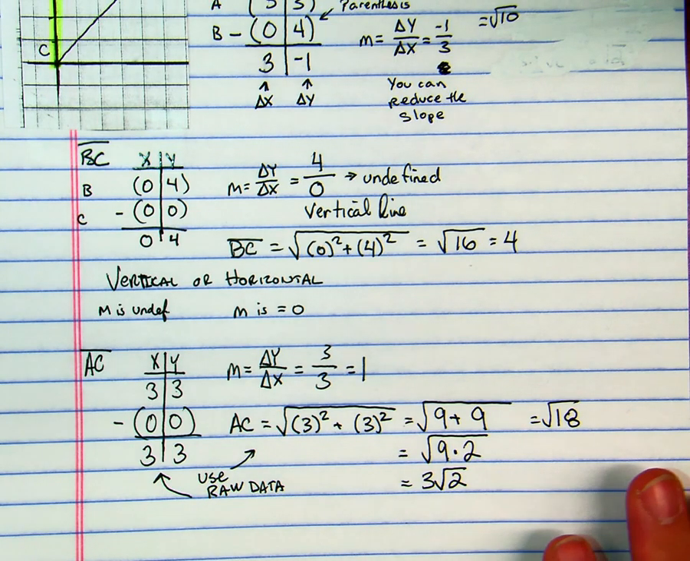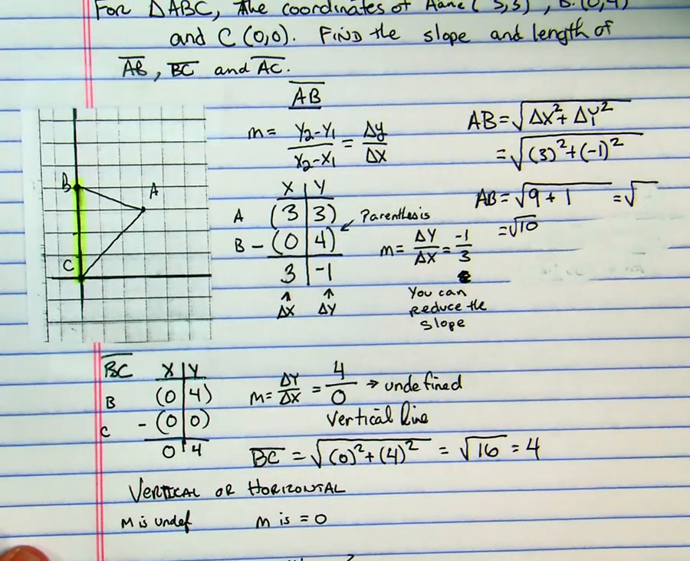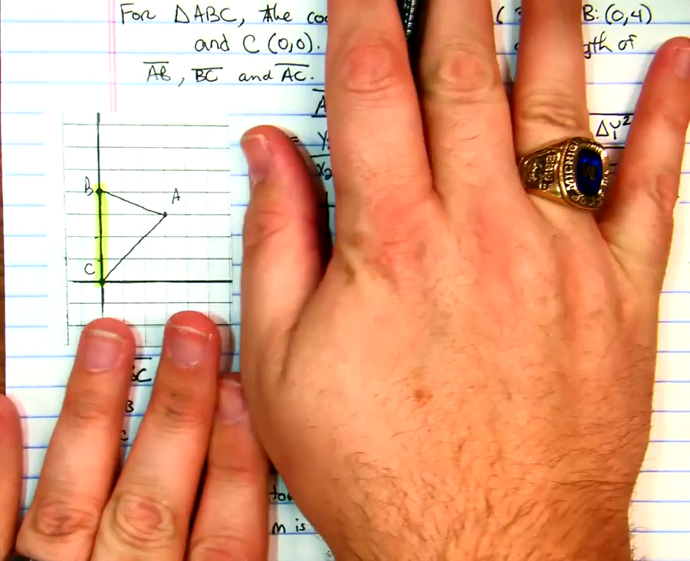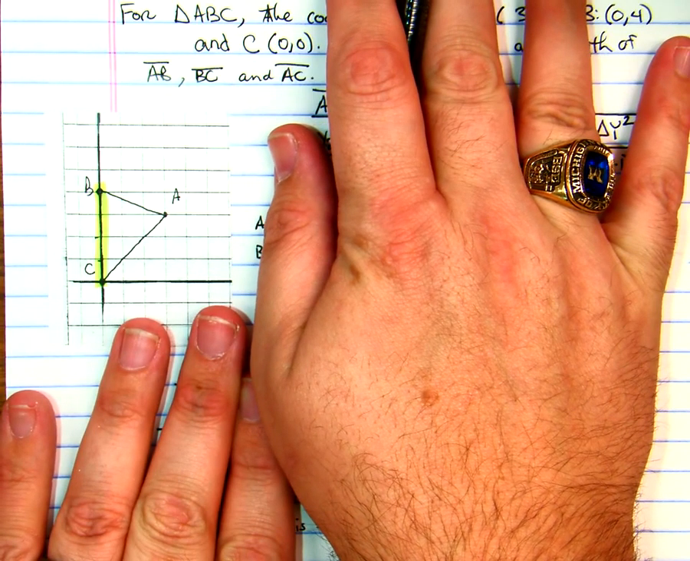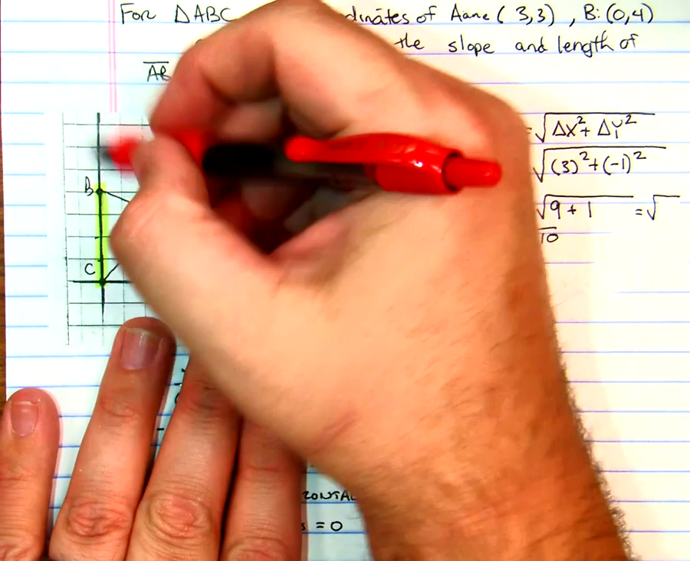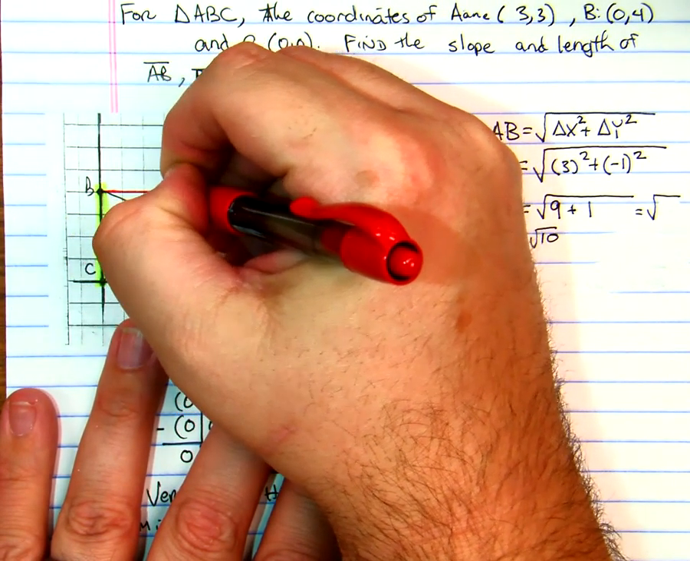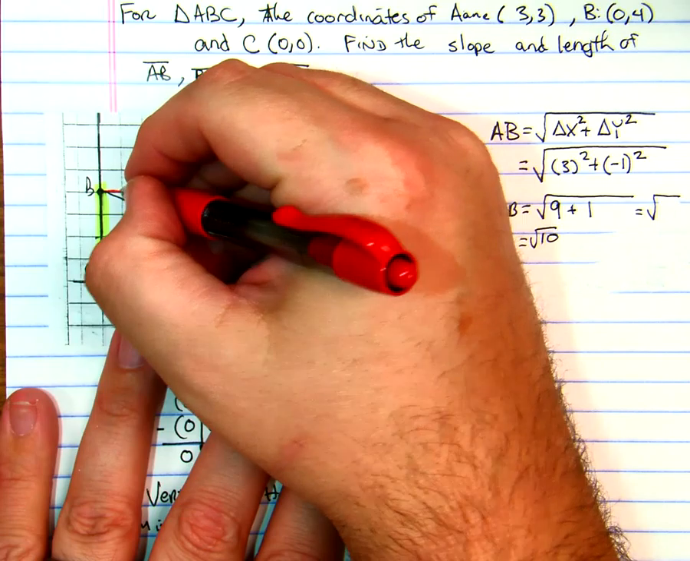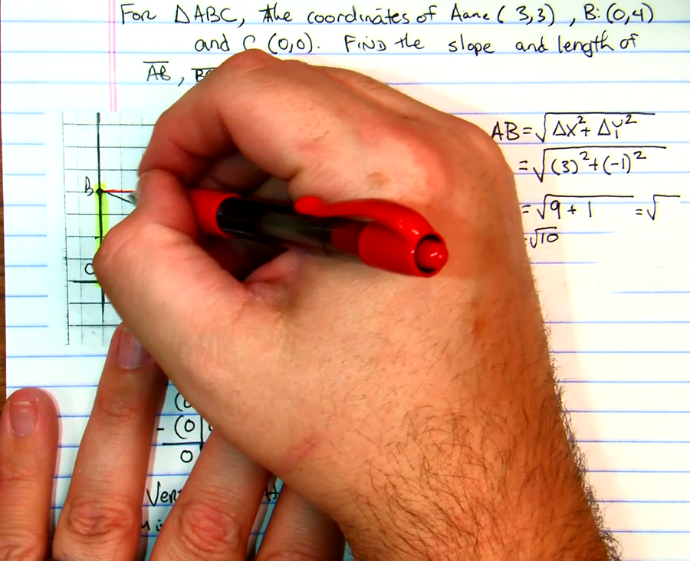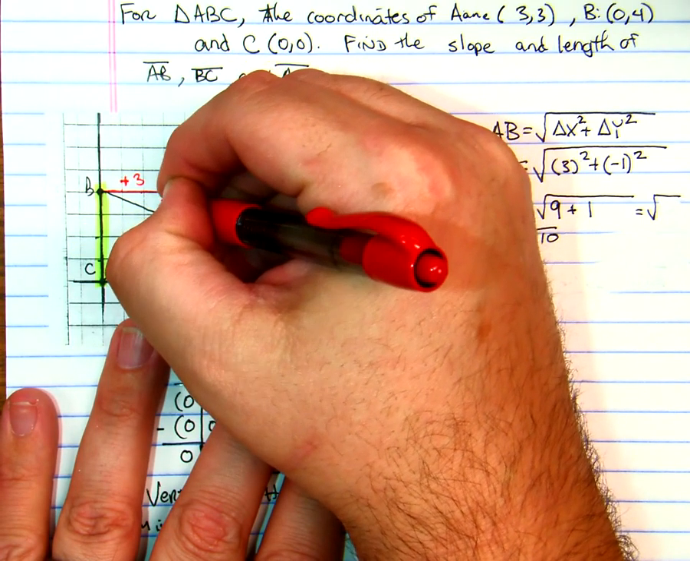You could have gone right from the picture. If I just gave you the picture and covered all this up and said, give me the slope of AB and the distance of AB, then you can take from B and figure out how to get to A. That's 1, 2, 3. Am I going in a positive or negative direction? Positive. So that's positive 3. And now I went down 1. Is that positive or negative? Negative. So it's a negative 1.